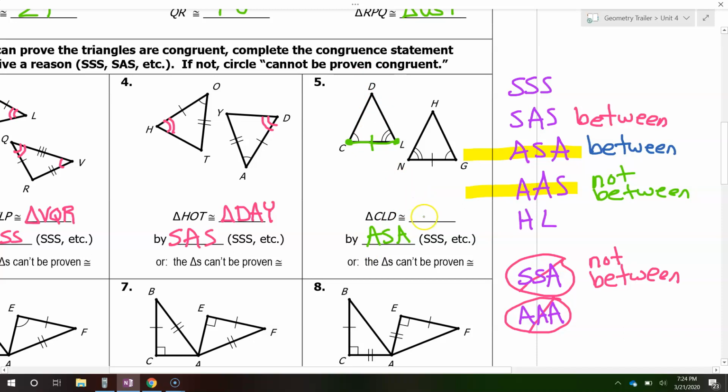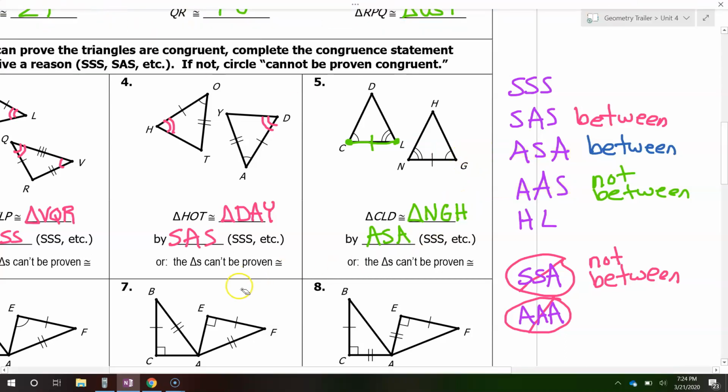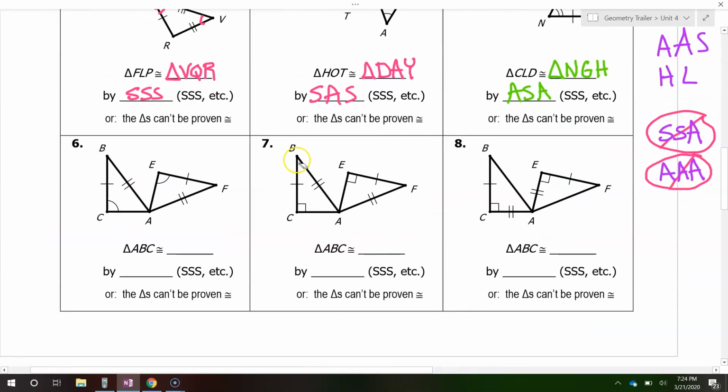All right, now for the congruence statement, angle C is the single swoop, and that matches angle N. Angle L is the double swoop, so that goes with angle G. And that just leaves angle H. All right, let me reset. Okay, look at number 6.